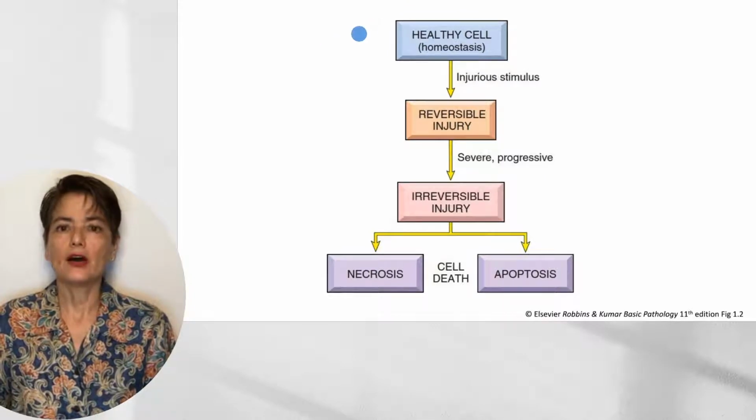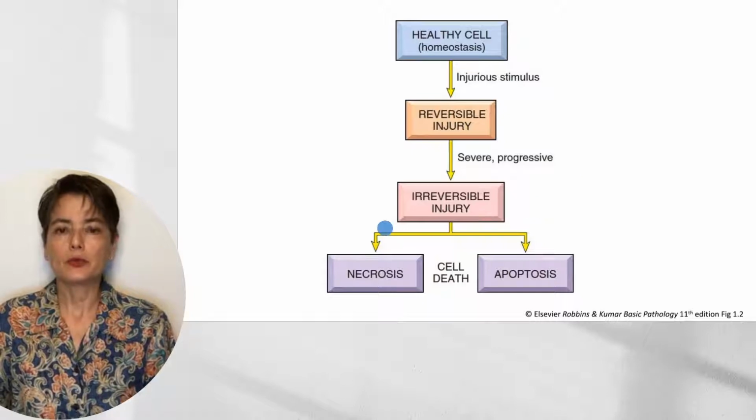This is the healthy cell sitting here in homeostasis, with some sort of injurious stimulus. If it's removed, we can move from reversible injury back to homeostasis, or if it's severe and progressive, we move on to irreversible injury. Now, we don't need to pass through reversible injury to get to irreversible injury. You can go directly here. That's another possibility. And it will take us from irreversible injury to cell death, either necrosis or apoptosis. So we'll be focusing on necrosis here.